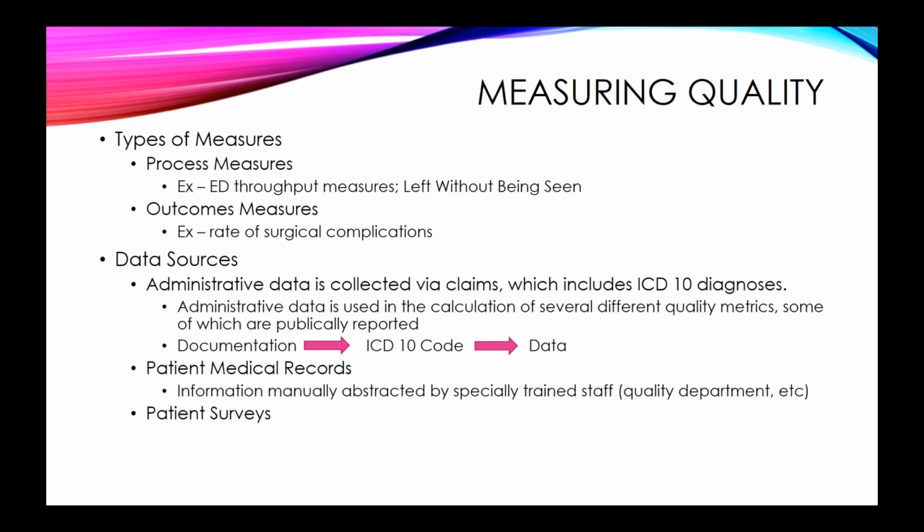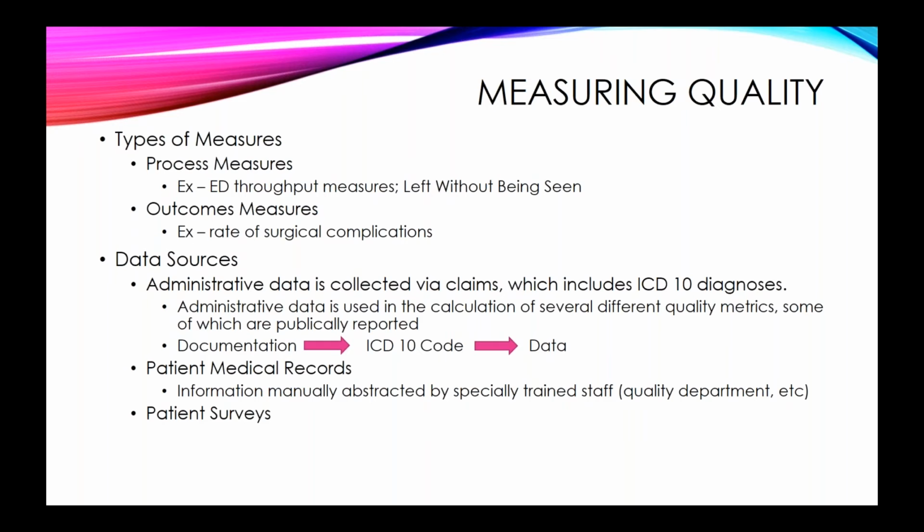There are process measures, and some good examples of process measures are ED throughput. In CDI, you may not be familiar with that measure, but that is looking at how long it takes a patient, when they come into the facility, to be seen by a physician. Another good example of a process measure within the ED throughput sets is how often our patients are coming into the ED and leaving without being seen by a provider. What we're doing there is measuring the processes within the facility or within that department to make sure that we have all of our ducks in a row.